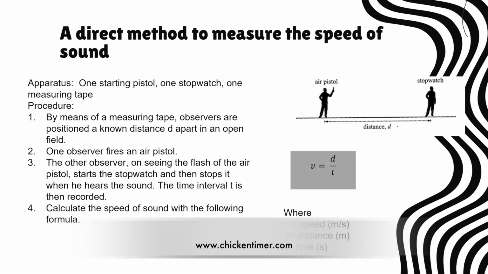So the idea is like this: you have two people standing at a distance away from each other. This distance D cannot be too small. It cannot be like 10 meters, 20 meters, 50 meters. It's too short, so you involve a lot of errors in the experiment because the speed of sound is very fast. If the distance is very small, you can't measure the speed of sound at all. The time between starting and stopping is too short for you to measure.